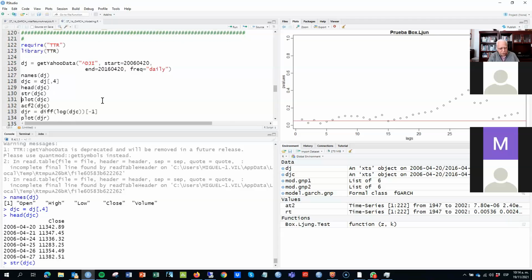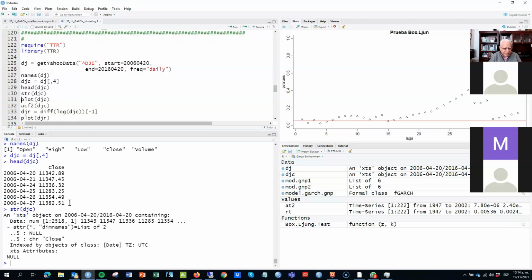Okay. The structure is already an XTS object, which is another type of time series object. XTS objects are like TS objects. They have slightly different properties. So there are different objects that are time series objects: the zoo, XTS, and TS objects.